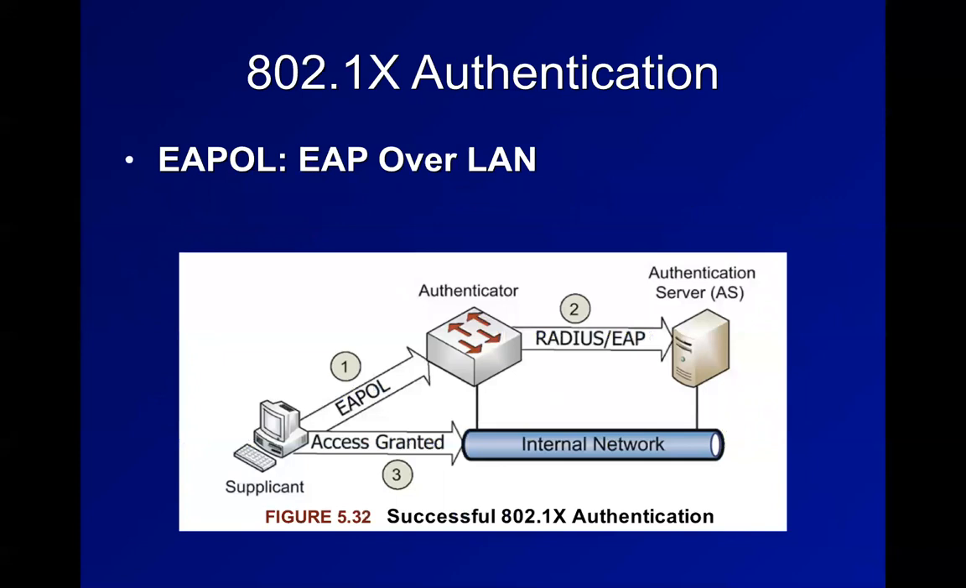So EAPOL is EAP over a LAN, Extensible Authentication Protocol. That's one way to do it. You go to an authenticator. It goes to a RADIUS server, which has the repository of credentials, and then it decides whether to put you on the trusted network after deciding if your credentials match the credentials stored on the RADIUS server.